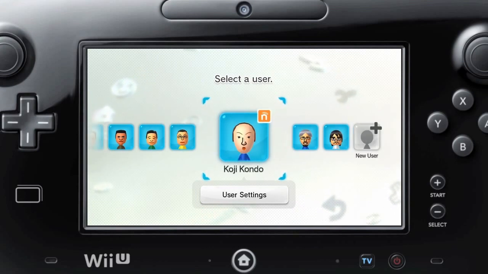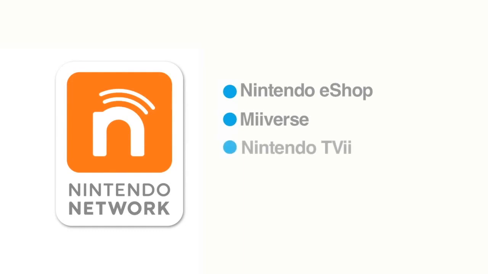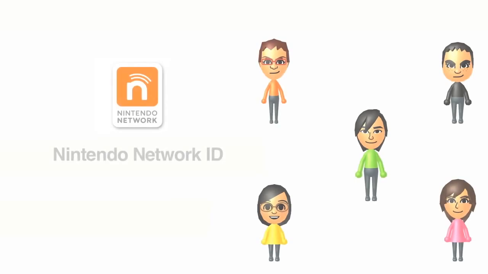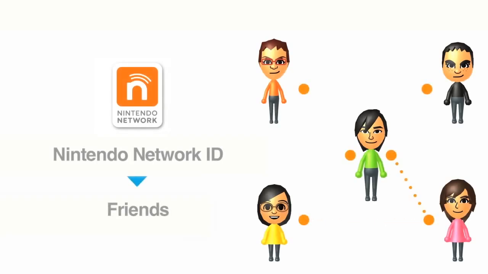Once you've set up your user accounts, you'll choose your own Mii each time you start up the Wii U system. To use network services on the Wii U, such as Nintendo eShop, Miiverse, Nintendo TV, and video chat functions, you must have a Nintendo Network ID. To register your Nintendo Network ID, you will need to enter a password, your birth date, gender, location, and an email address. The Nintendo Network ID you create will be used when registering other Wii U users as your friends on your system, similar to the friend codes we previously used.